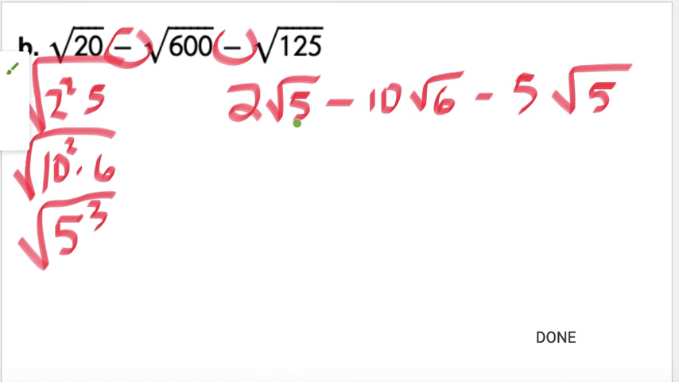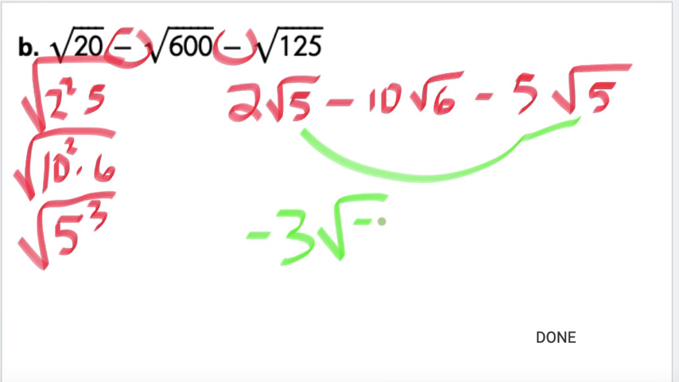We have 2 square roots of 5 minus 5 square roots of 5 gives me negative 3 square roots of 5. And then we also have the 10, so minus 10 square roots of 6. And there's the answer.